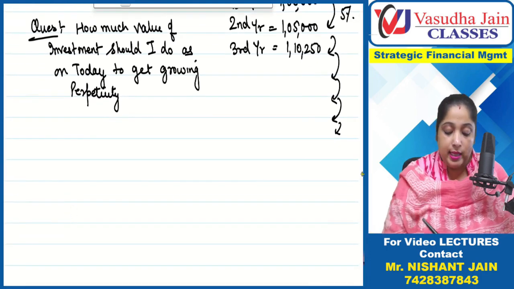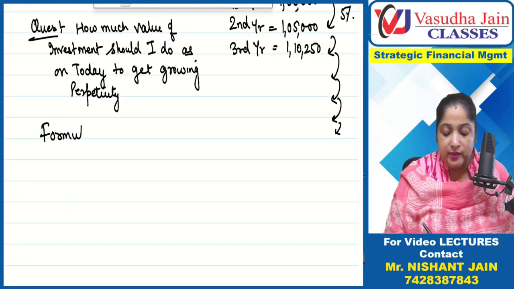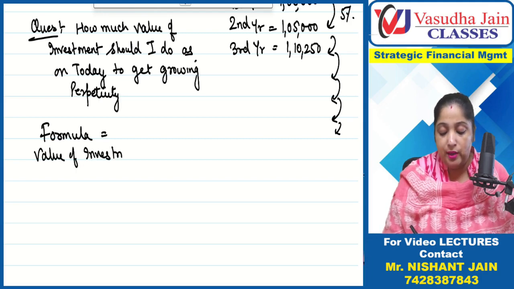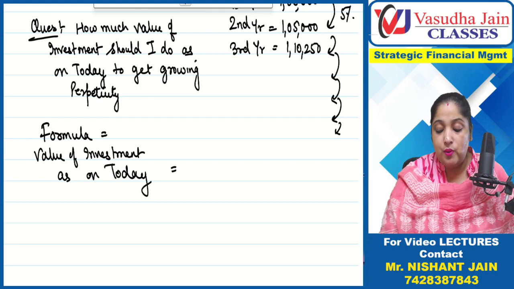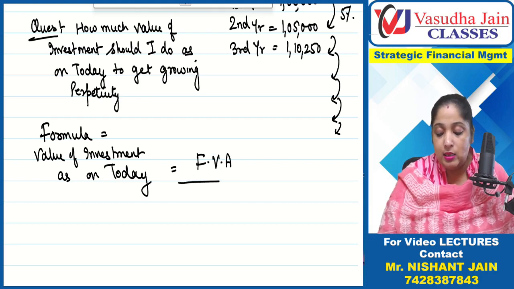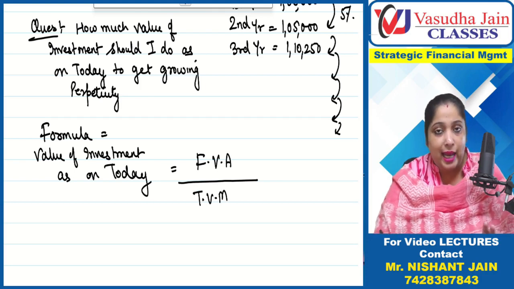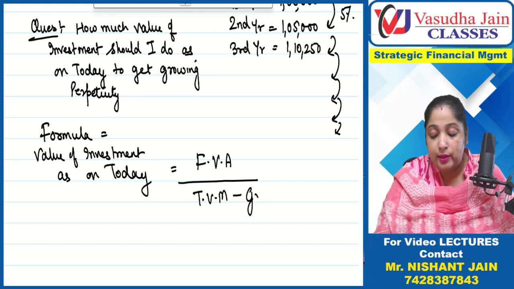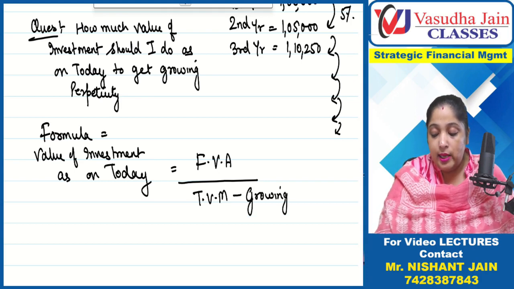Very simple. There is a formula for it. I will justify the formula also. Now, how much should you invest as on today? Same formula that we have just learned, just a little change we are going to do. Whatever your future value annuity is, just divide that by your time value of money. Whatever the time value of money is, just subtract the growing rate in percentage.